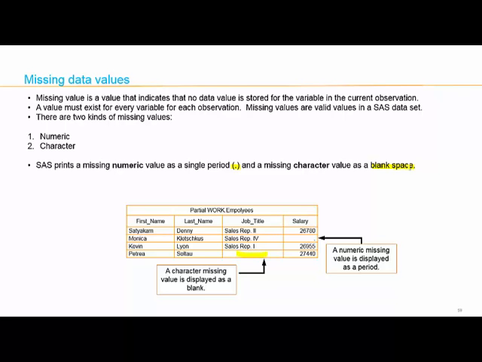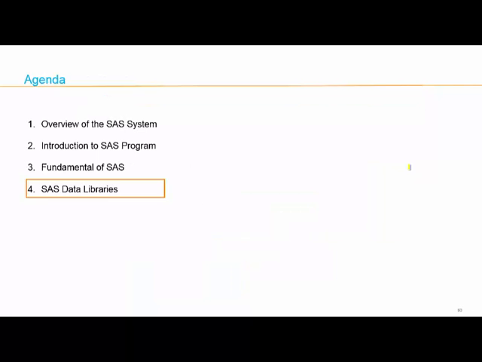For example, in the fourth observation for the column job title, I don't have any value, which means it's missing. Whereas in the second row of the salary variable, you can see a dot, which indicates we have a missing value for that particular employee.